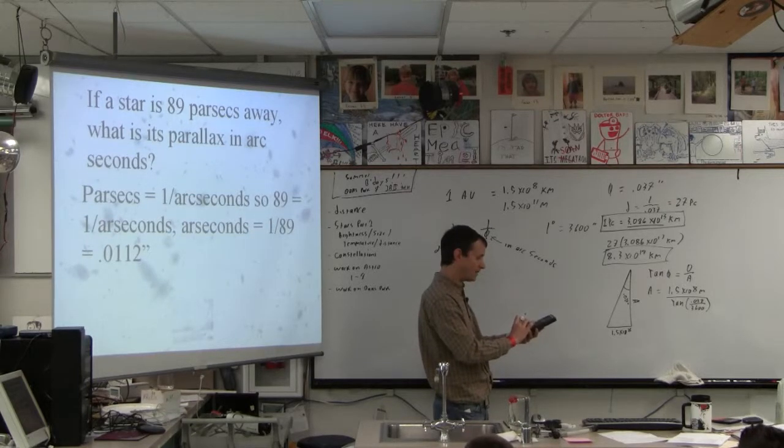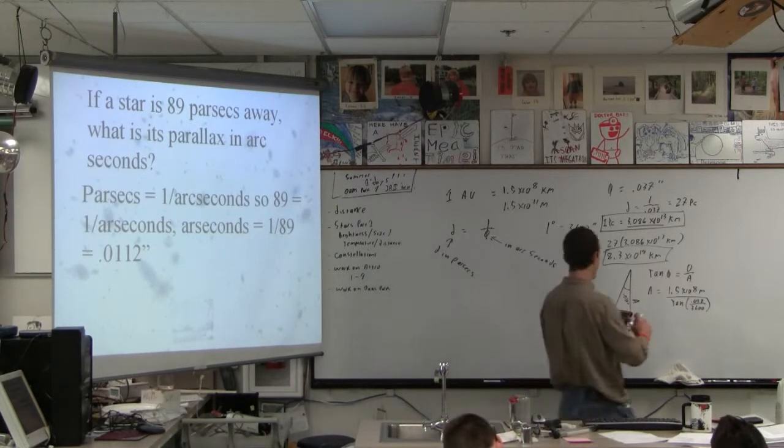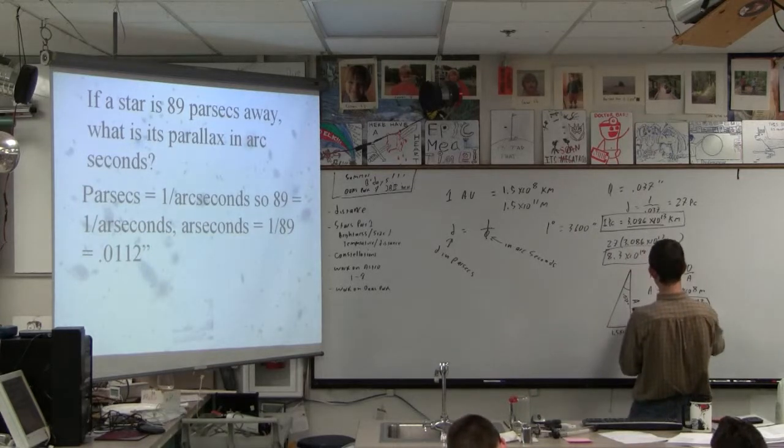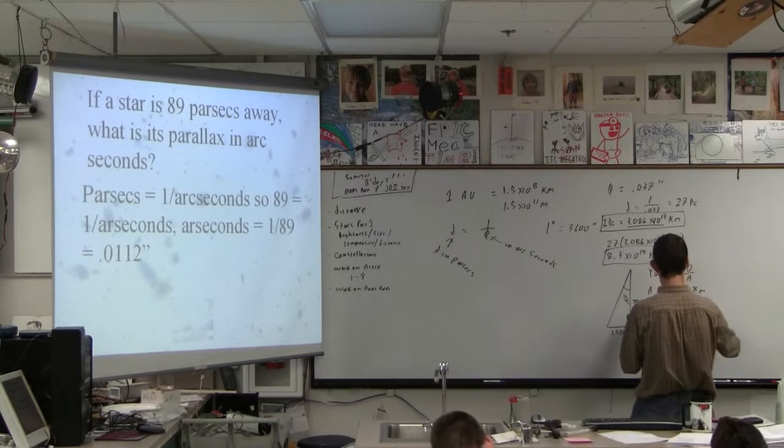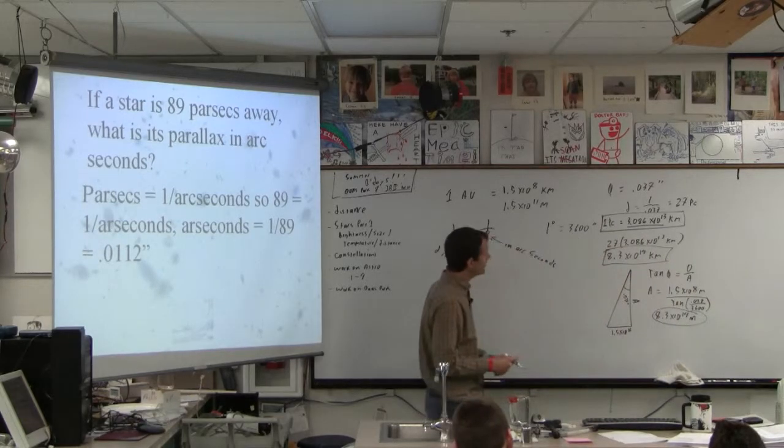So let's go 1.5 times 10 to the 8th kilometers divided by the tangent of 0.037 divided by 3600, making sure that I'm in degrees, not radians. And I get my answer: about 8.3 times 10 to the 14th meters. Isn't that wild? So it's the same thing.